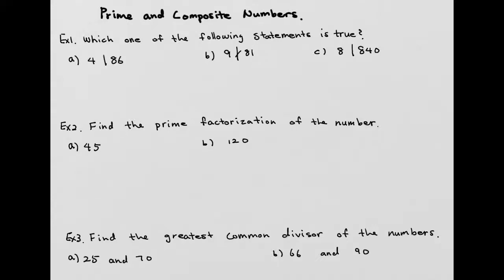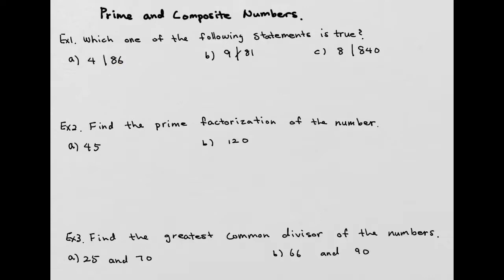Today's lecture, we're going to look at prime and composite numbers. Example 1, we're going to see if the following statement is true. What does this line mean? This number is dividing 86 evenly without getting a remainder, right? So let's see, does 4 go into 86 evenly without the remainder?